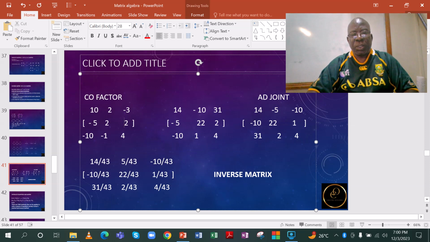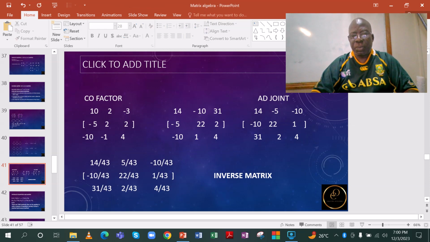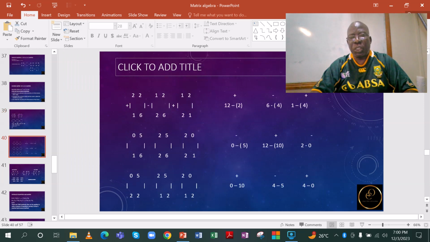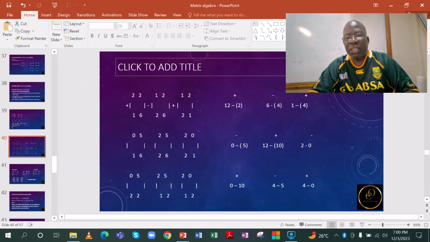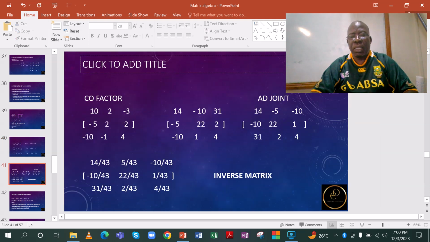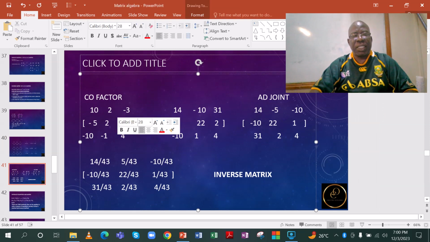Okay, so what will be the third row? Third row is this one. 0 minus 10 is negative 10. 4 minus 5 is negative 1. Then 4 minus 0 is 4. So it will be negative 10, negative 1, 4, as it is.